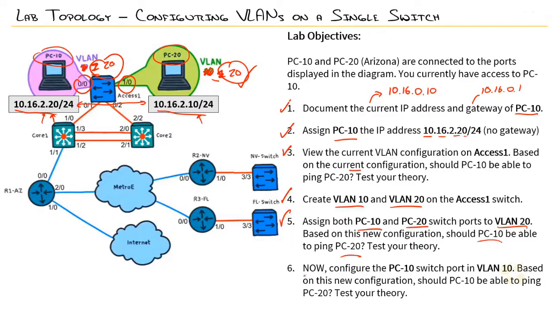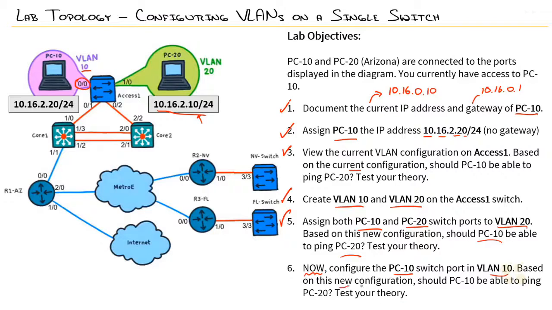Okay, now last step, configure the PC10 switch port. So let's just erase all this stuff, get a little cleaner slate. PC10 switch port in VLAN 10, right? So that'll be its VLAN. So that port goes in that VLAN. And this guy remains in VLAN 20.